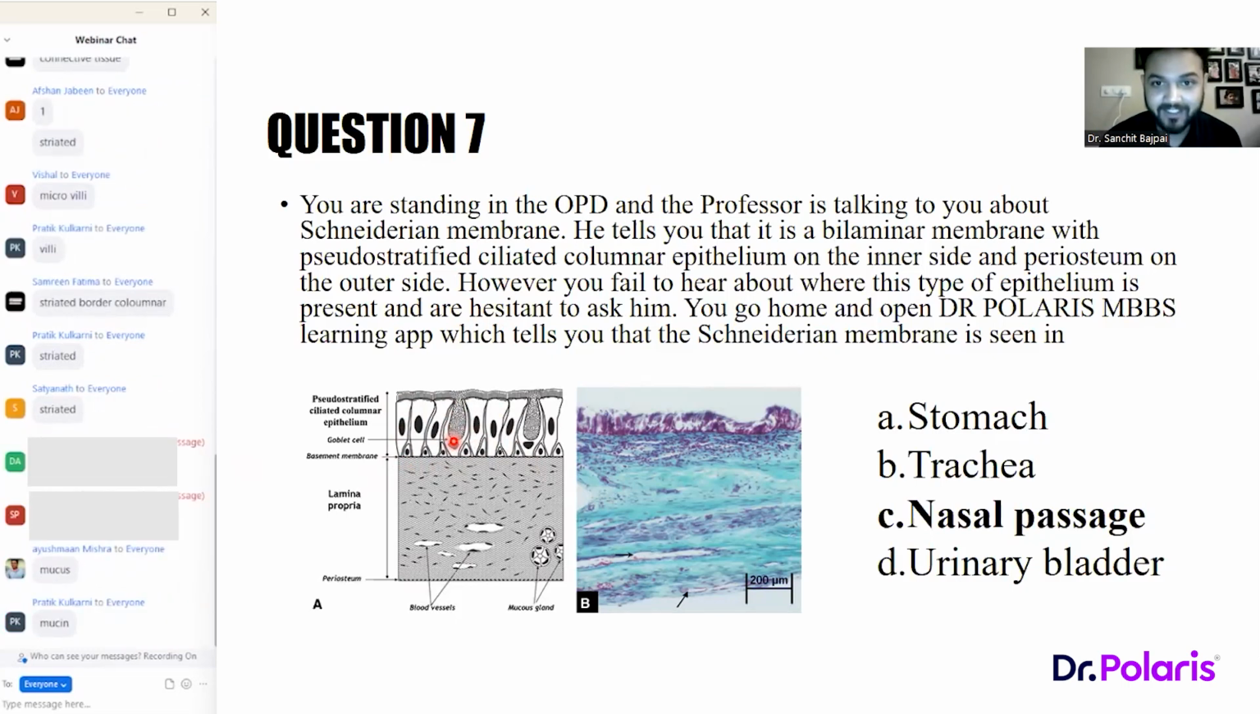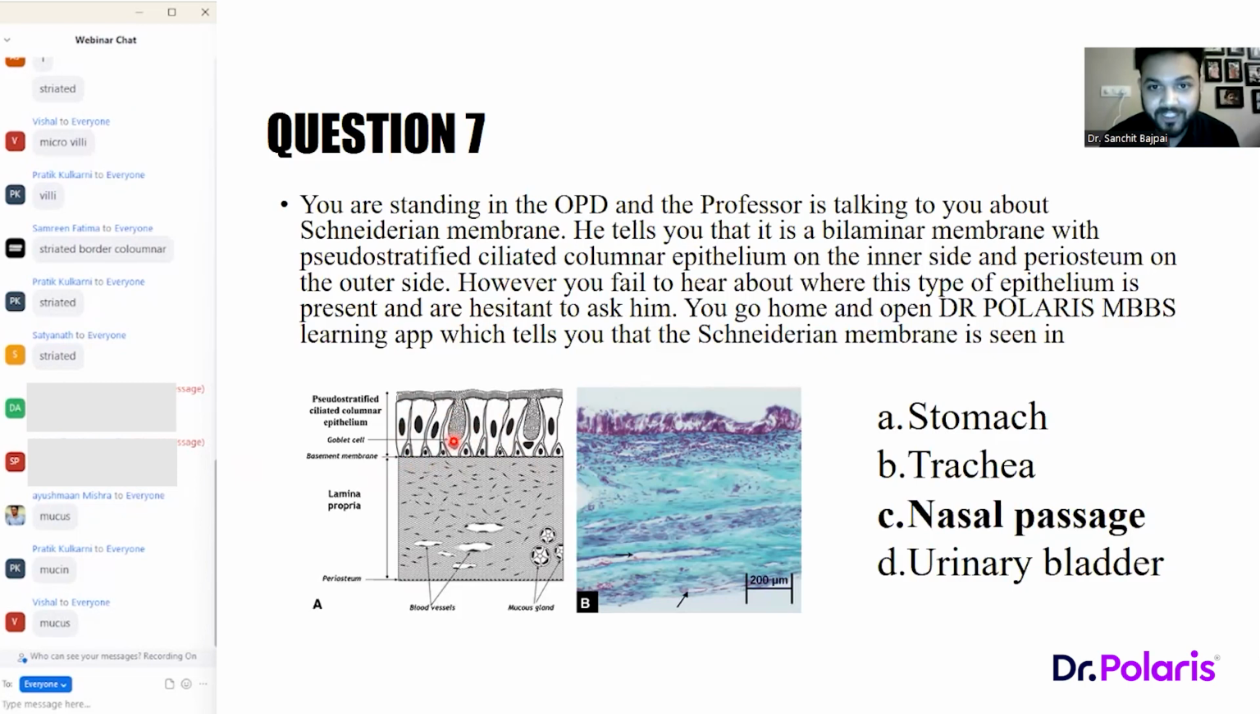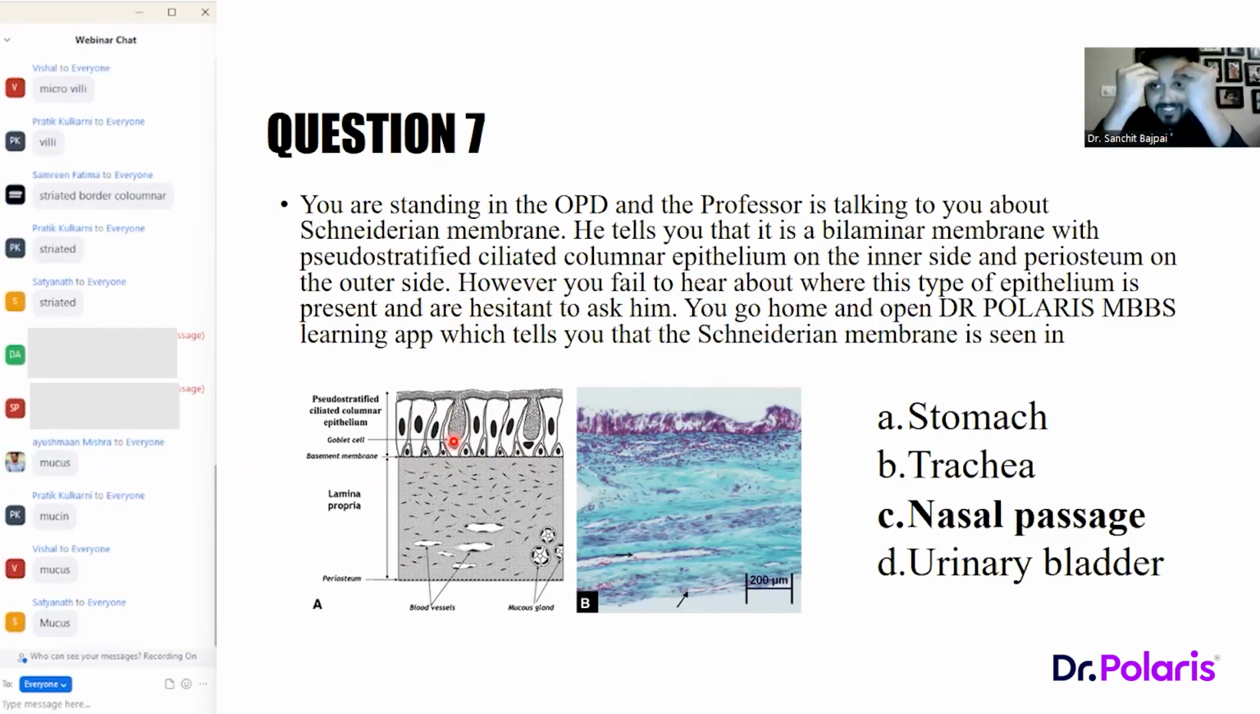Mucus. Correct, mucin. So Pratik and Ayushman have both got the right answer. They secrete mucus or mucin, and that is what is making this. The sinuses require a lot of mucus, they are filled with mucus, so that is why sinuses are lined by this particular epithelium. Pseudostratified ciliated columnar epithelium in the sinuses and the nasal cavity is given the name Schneiderian epithelium or Schneiderian membrane. Remember that. This is an important MCQ for you all.